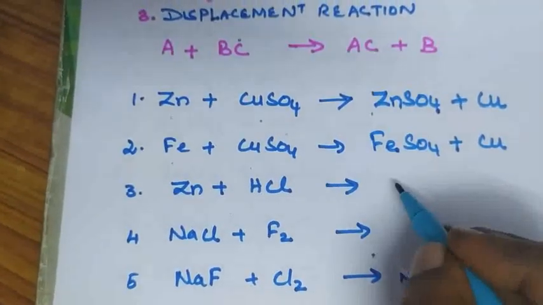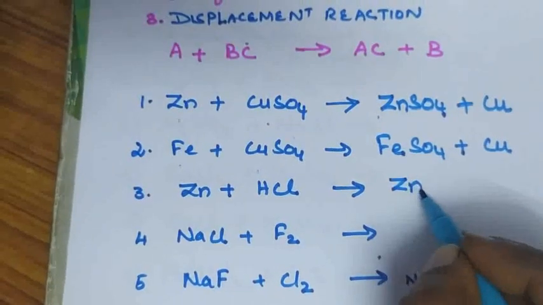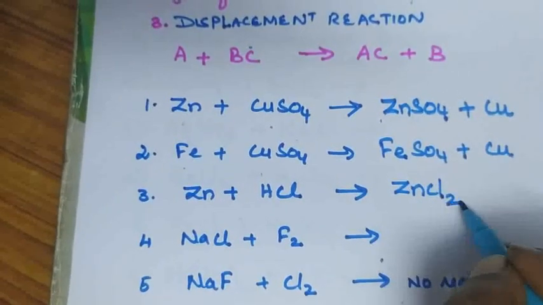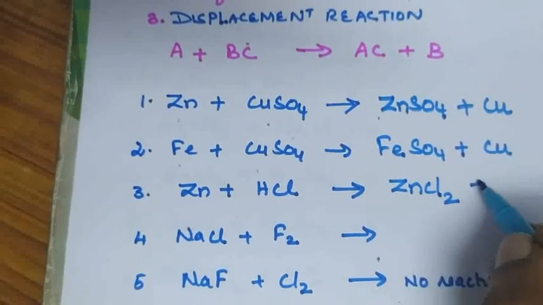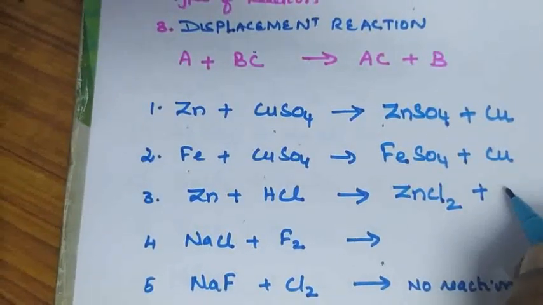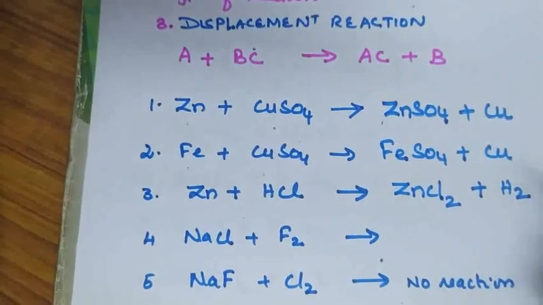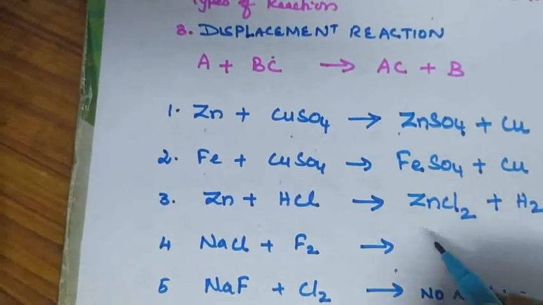Then we have Zn plus HCl. What would be the product? Any guess? ZnCl2, because zinc has valency 2. So ZnCl2 plus what is the other product? Hydrogen gas. Let us balance the equation.